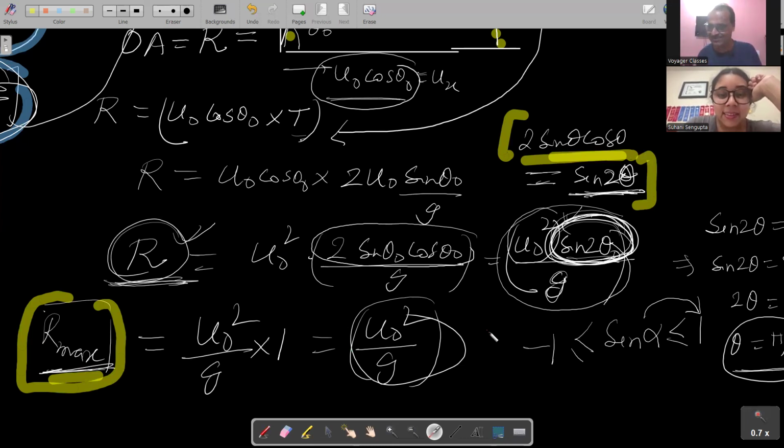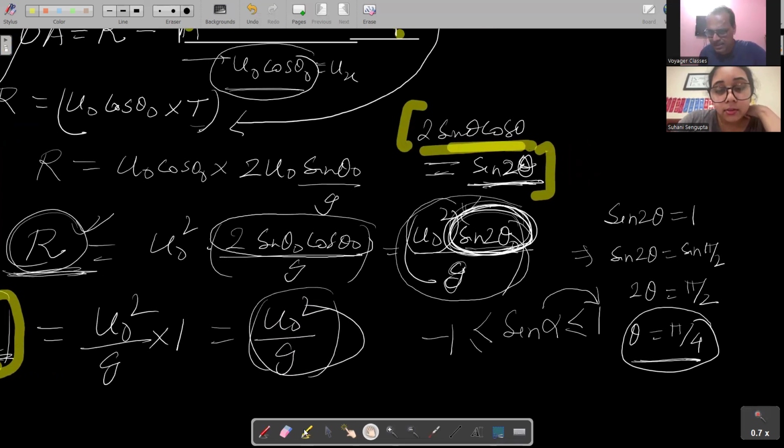Just for the range, why is it u zero squared and not just u zero? The range, why is it u zero squared? Yeah, u zero square by g, correct?